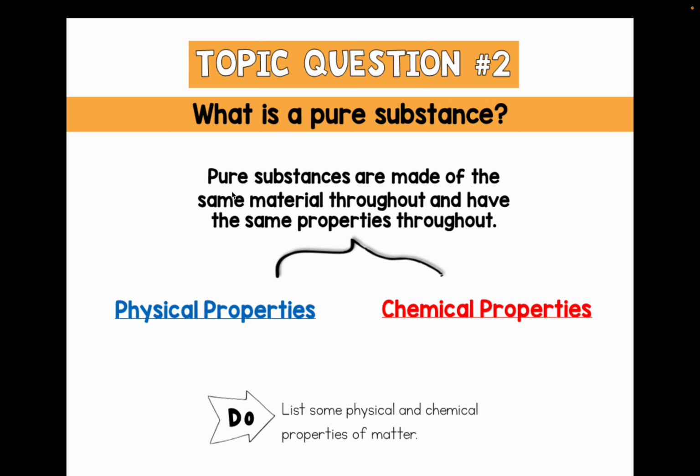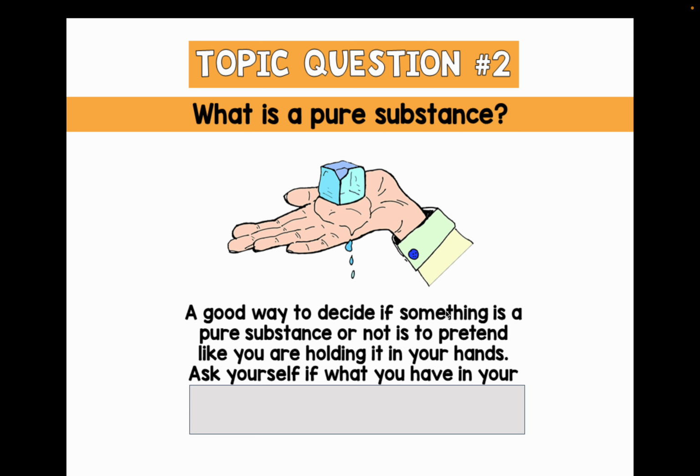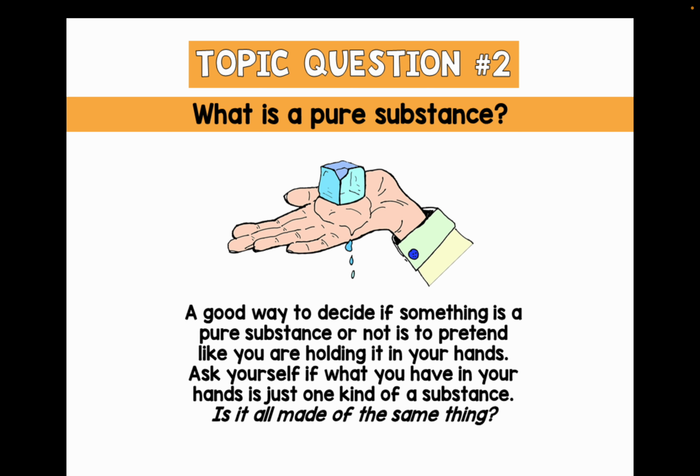But remember, a pure substance is going to have a sample with the same physical and chemical properties throughout the whole sample. A good way to decide if something is a pure substance or not is to pretend like you're holding it in your hands. Then you can ask yourself, is what you have in your hands made of just one kind of substance? Is it all made of the same thing, or can you see or detect different things in that sample in your hand?